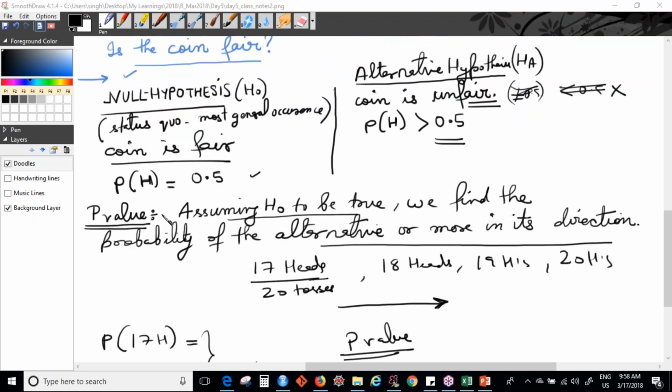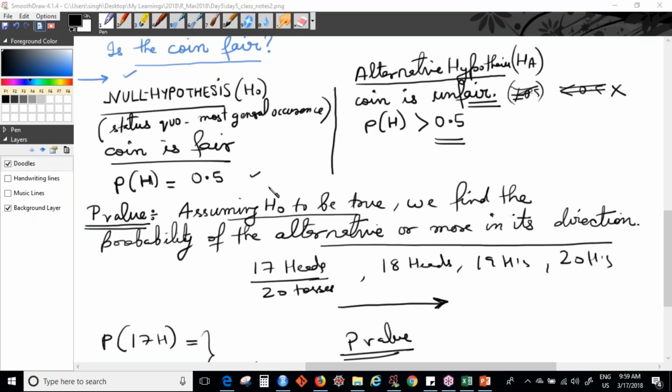So now we will move to finding the p-value. So what is the p-value? The definition of p-value is that we assume the null hypothesis to be true, and then we find the probability of the alternative or more in the direction of alternative. In this case, given the question that is asked, we have realized that the direction of alternative is getting 17 heads, 18 heads, 19 heads, or 20 heads. That is your direction of alternative.